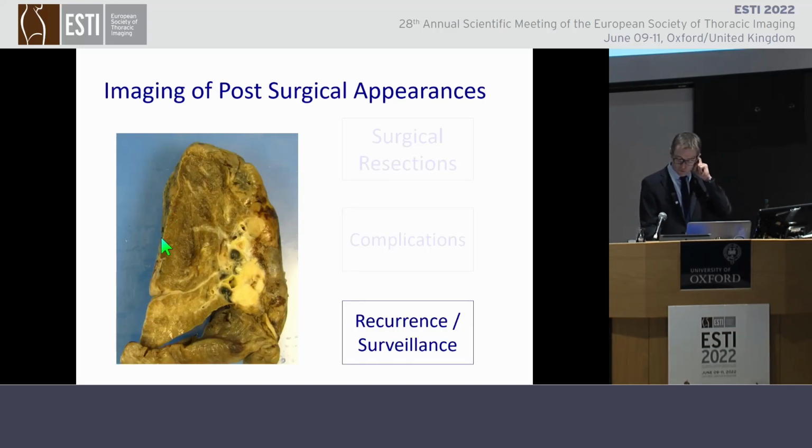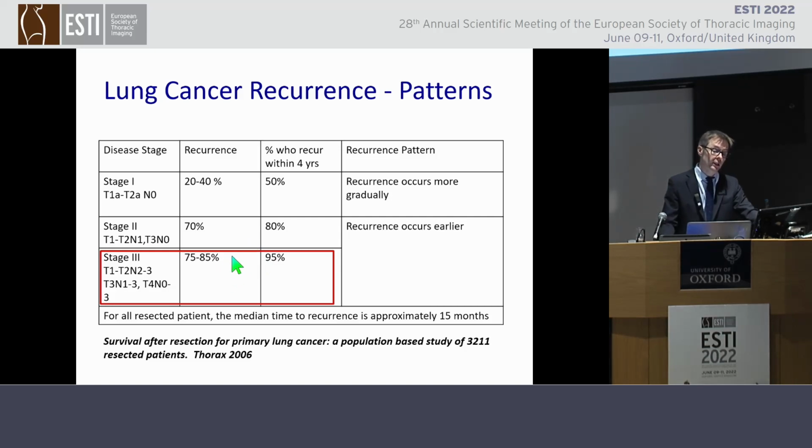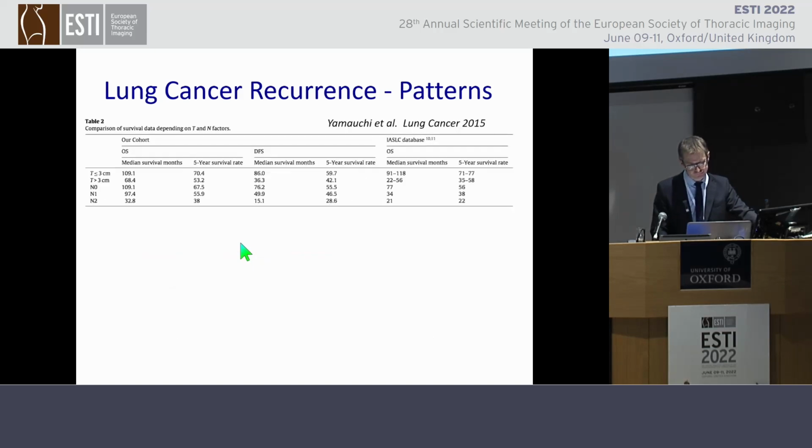Okay, so for the rest of the talk, I'm going to discuss recurrence. And we know that recurrence for patients who've had lung cancer surgery is common. Certainly over 50% of patients will recur, probably about 50 to 60% overall will recur. Recurrence is less common in those who present with earlier stage disease, and they tend to recur later. Patients with more advanced disease who had surgery tend to recur earlier, and they're more likely to recur. And recurrence rates in stage 3 disease can be upwards of 80%.